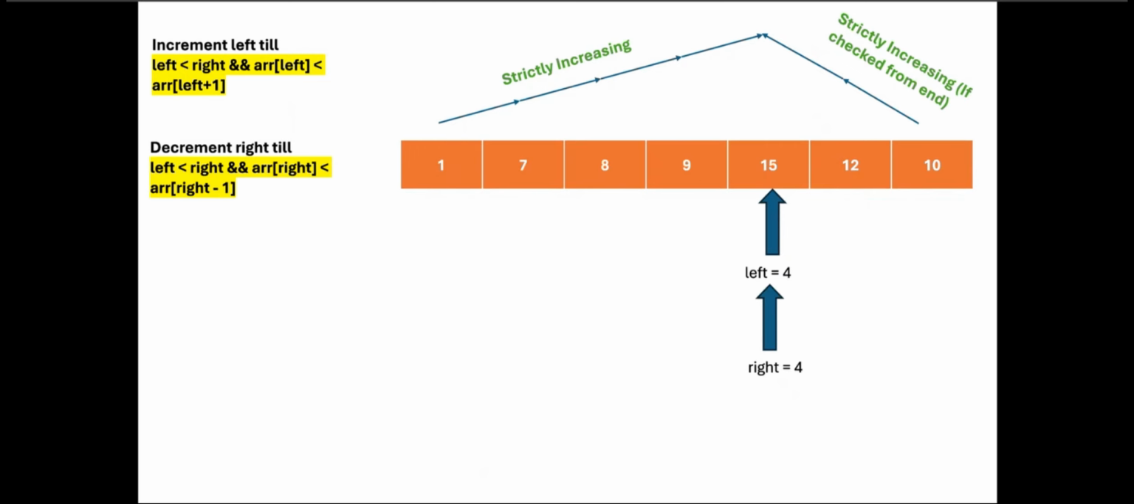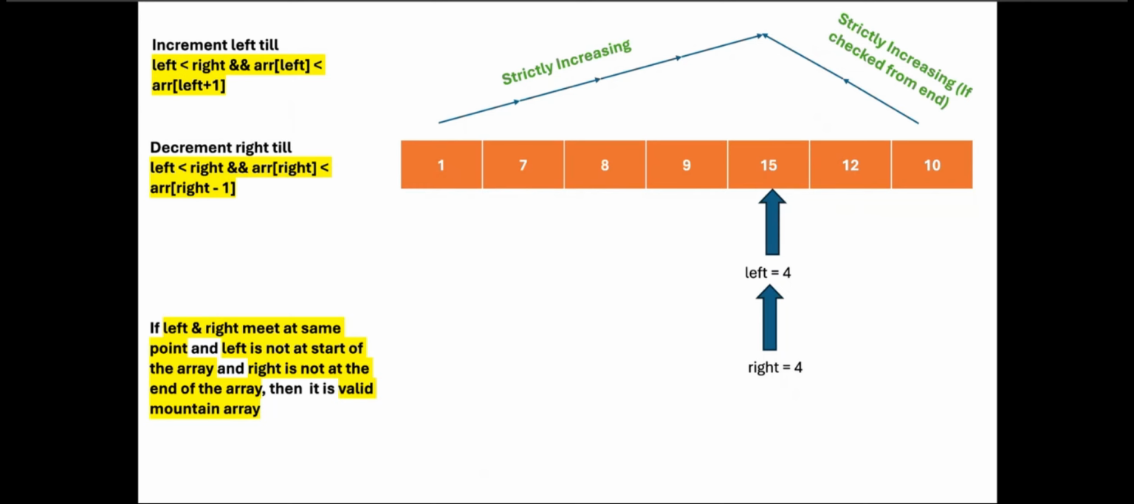Now, if you see that left and right meet at one point. If left and right are pointing to the same position, and left is not at the start of the array and right is not at the end of the array, then it is a valid mountain array. Why should left not point to the start of the array?